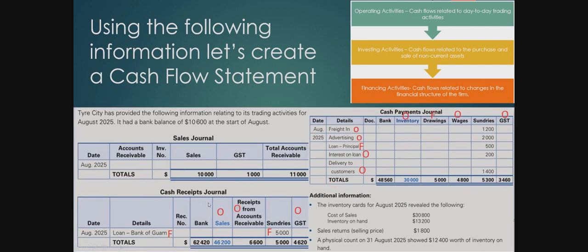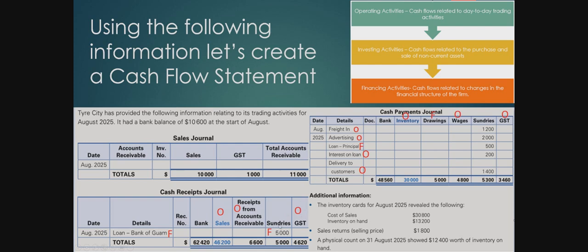Next, we need to categorize everything from the cash receipts journal and the cash payments journals into one of these three activities. So first off, work your way through the top columns. So sales. Sales we know is part of day-to-day operations, so it'll be an operating inflow. Receipts from accounts receivable, operating. GST is always operating. So whenever you see GST, just remember it always goes in operating.